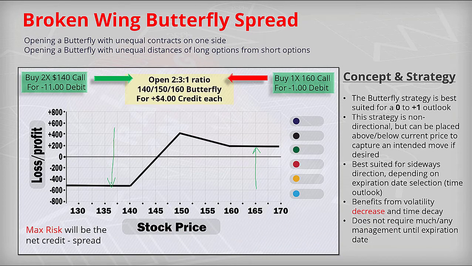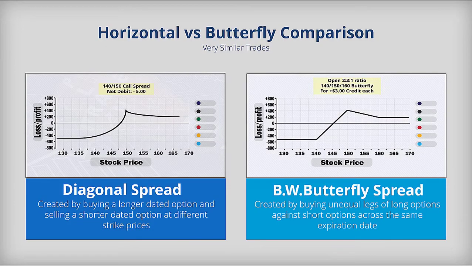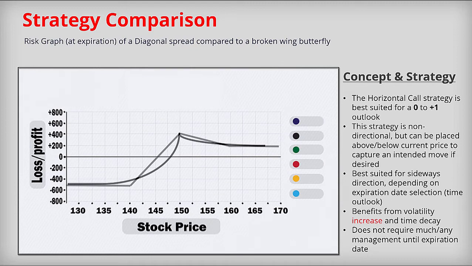So if we compare these two, if we look at these two side by side, you're going to see they kind of have a little bit of the same profile. And if we literally stack them up, one on top of the other, you can see that it's very, very similar. So looking just strictly at this risk graph here, you're going to see that the diagonal call strategy is superior in the risk part.